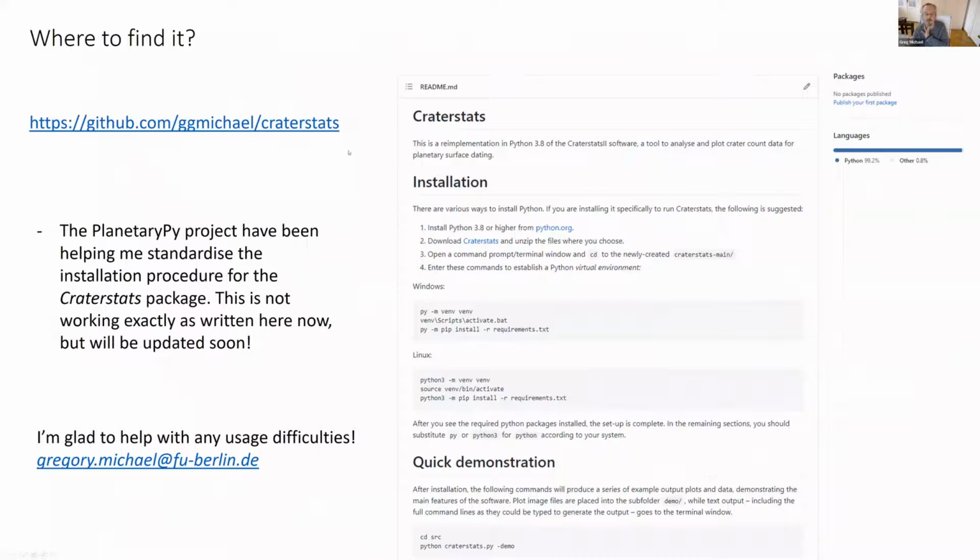So where can you get this software? It's on GitHub. This is the address you find. The installation instructions are there, and they were all working fine until rather recently we decided to standardize the way that the software is installed, so these instructions are a little bit out of date. It won't work exactly as it's written here now, but I plan to update this soon. If anybody is going to use this and would like to contact me with any questions at all about how it works, I'm very glad to help you out with that. And I think I should finish there because I ran out of time.